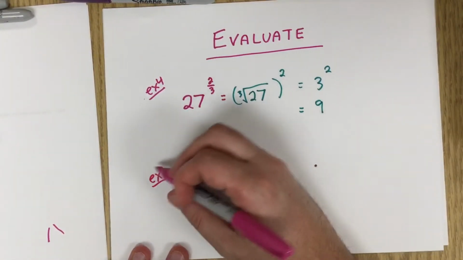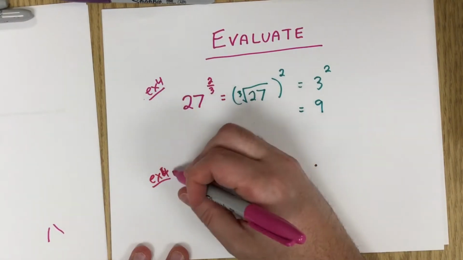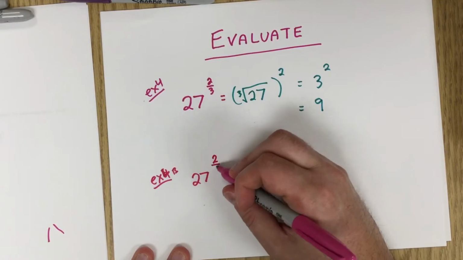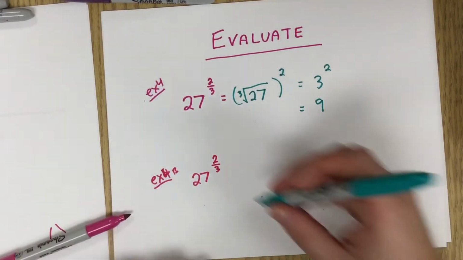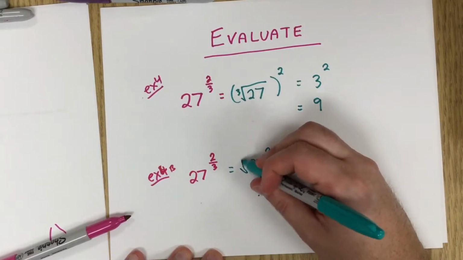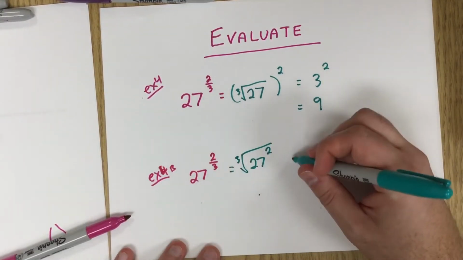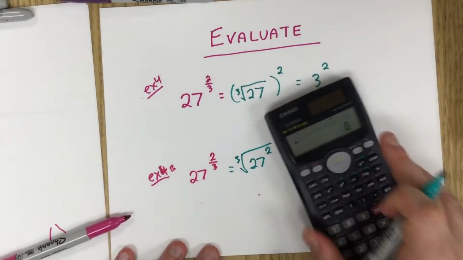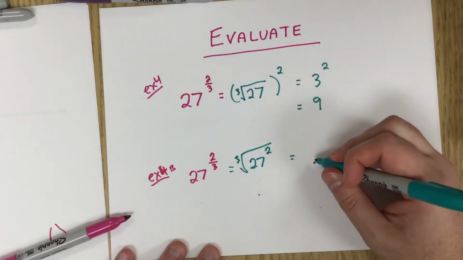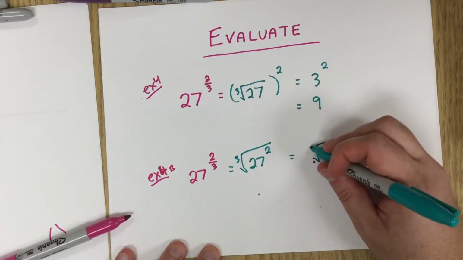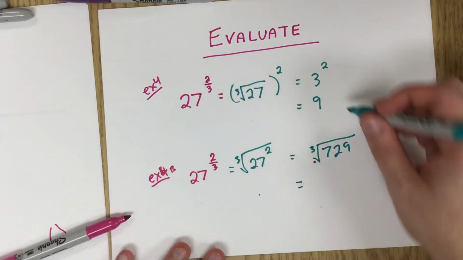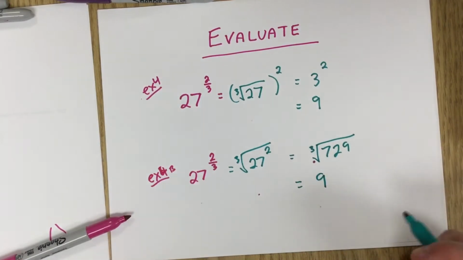Another way we could have done it, we'll call it 4 again, kind of 4 alternative ways of doing it. So another way of doing 27 to the 2/3 would have been to say, okay, that's 27 squared to the cube root. I'm going to need a calculator for this one. 27 squared is 729, which is going to be the cube root of 729, which, if you plug it in, is also 9.